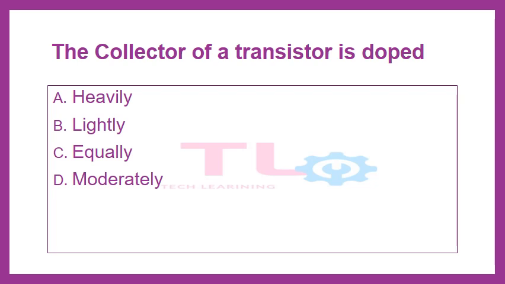The collector of a transistor is doped. Option A, heavily. Option B, lightly. Option C, equally. Or option D, moderately. And the answer is option D, moderately.